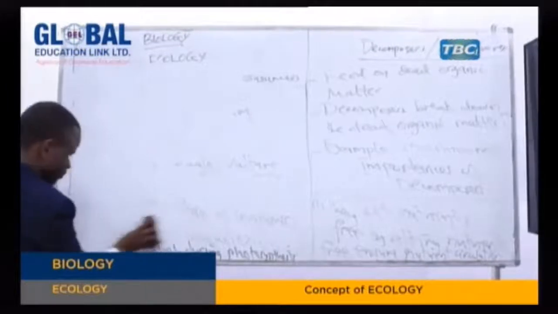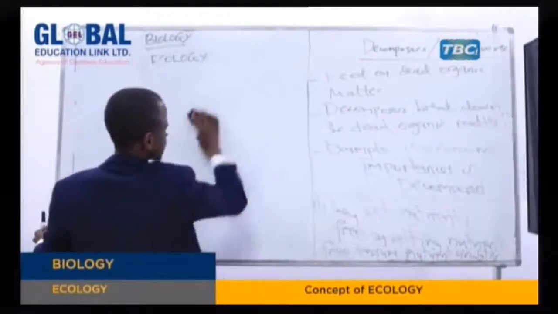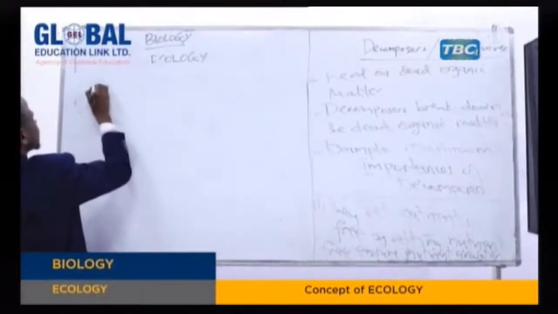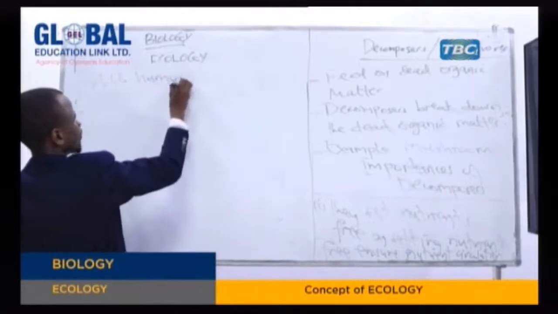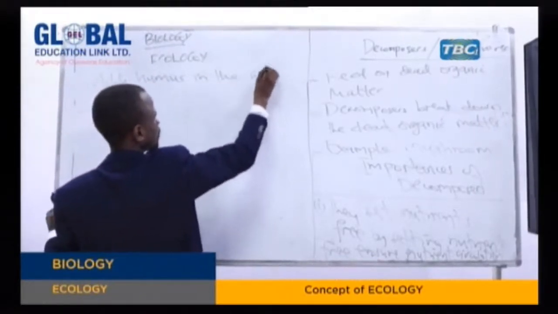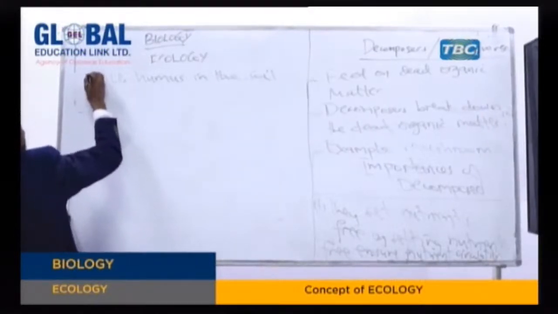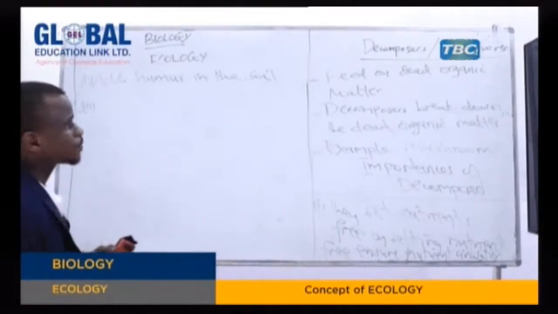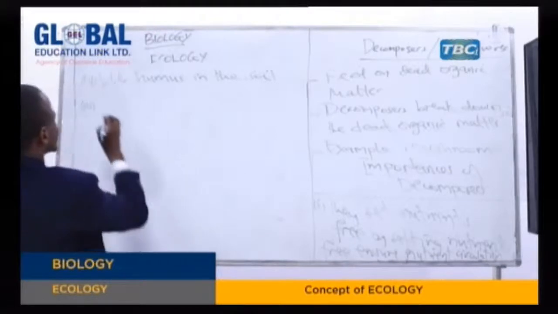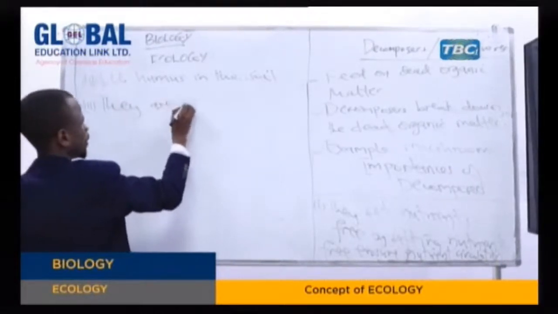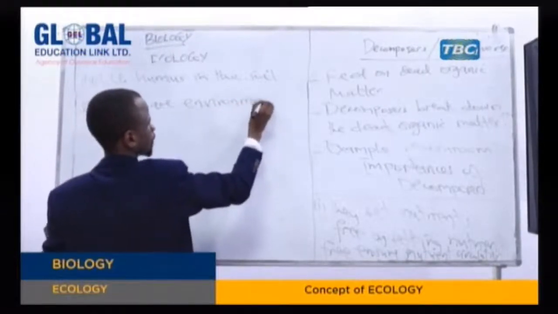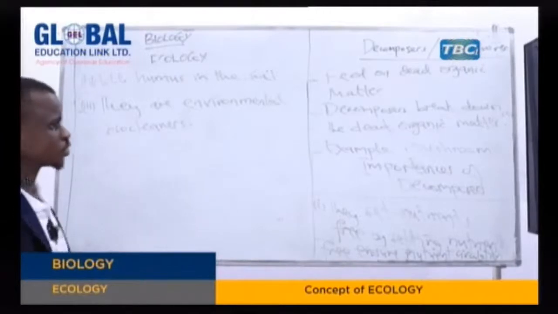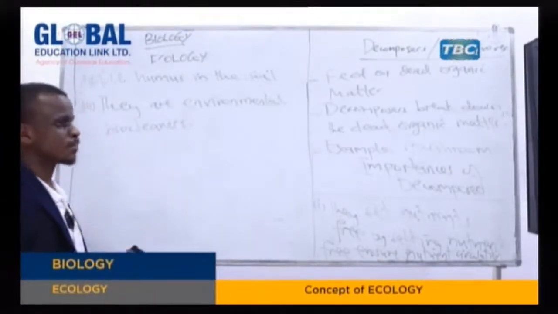My student, when decomposers break a dead organism, they add humus to the soil. They make the soil fertile by adding humus. This is number two. My student, by breaking the dead organic matter, decomposers act as environmental biocleaners. Hope we are together, my student.